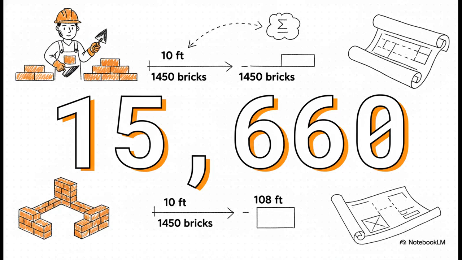Take this massive number, for example, 15,660. The text outlines this great scenario where a mason is building a house. They know that to build just a 10-foot wall, it takes exactly 1,450 bricks. They measure out all their blueprints and realize the total length of the walls they need to build is 108 feet. Using the exact same ratio modeling we just learned, 10 is to 1450 as 108 is to x, they can perfectly calculate that they need to order exactly 15,660 bricks for the job. No guesswork, just pure, solid math.